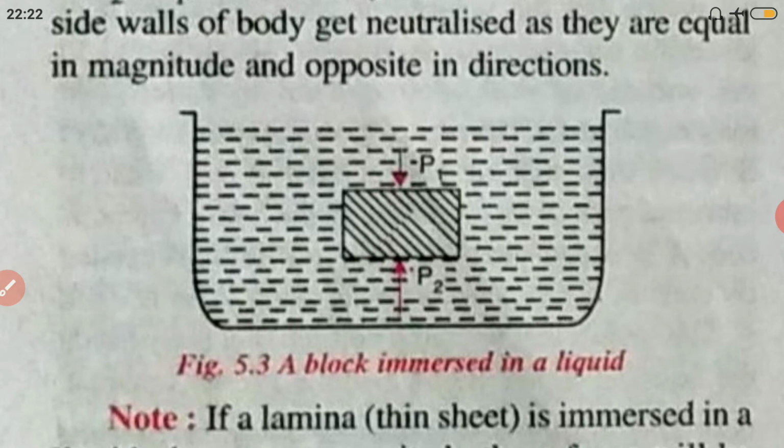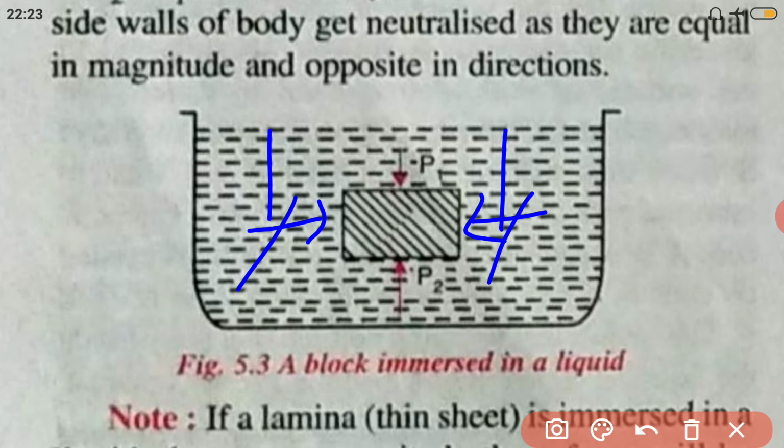Now the last line says that the forces on the sides of the object get cancelled out, because as you can see, they are at the same depth, so pressure should also be the same, and they have the same area, so the area also should be the same. Therefore the force on this side should be the same as on this side, hence they get cancelled out.